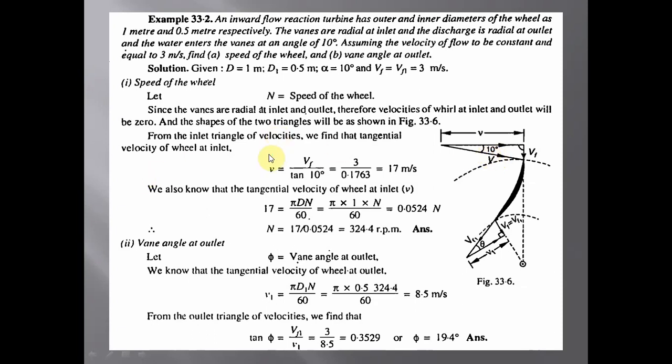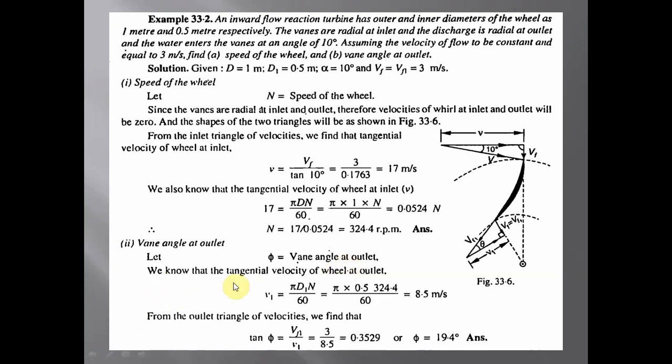From the inlet velocity triangle we can find that the tangential velocity of the wheel at inlet, V, is equal to Vf divided by tan 10 degrees. Vf is 3, tan 10 equals 0.1763, so V is 17 meters per second. We also know that V equals pi D N divided by 60, that is pi into 1 into N divided by 60, that is 0.0524 N. Therefore N is equal to 17 divided by this, that is 324.4 rotations per minute.